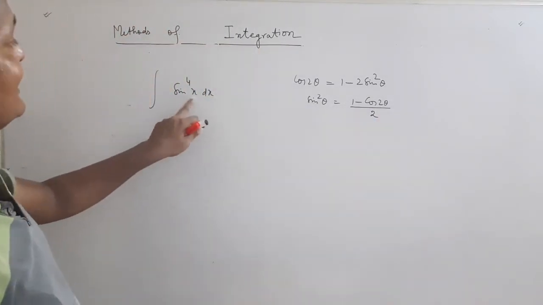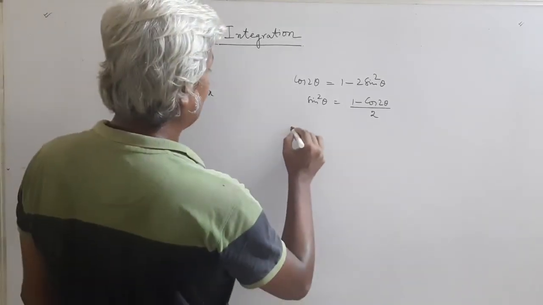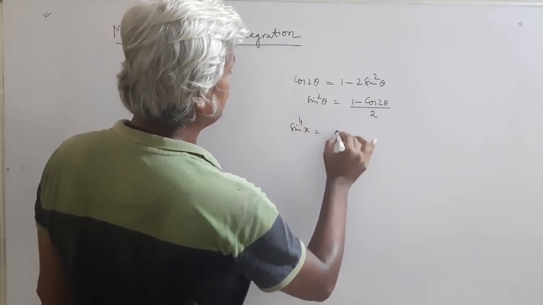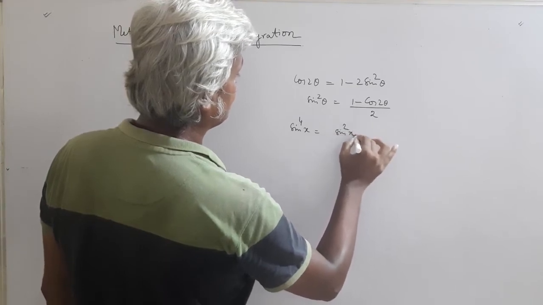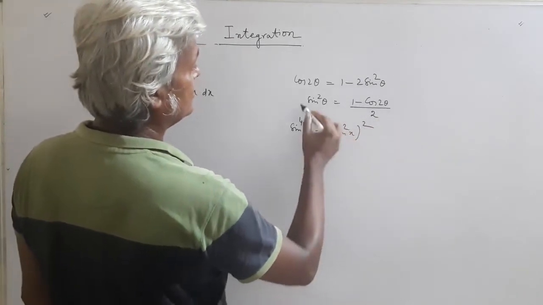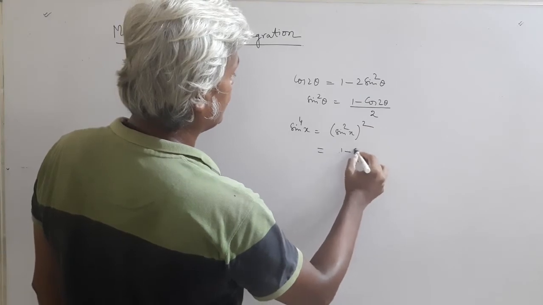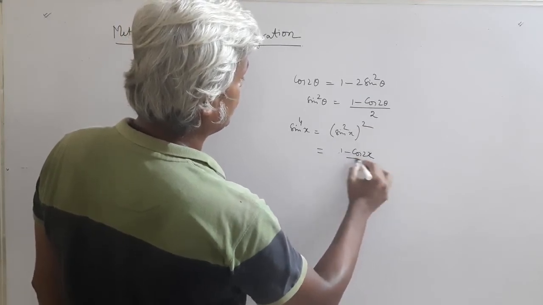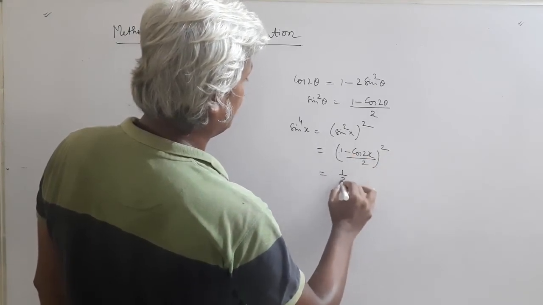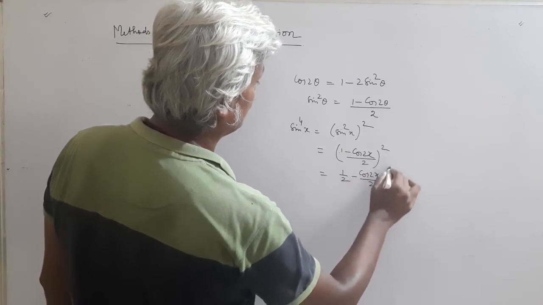But we have sine square x. We don't have sine square this. Then what will I do? How to find sine to the power 4x? I can write it as sine square x and whole square. So sine square x, on the basis of this formula, we can write as 1 minus cos 2x over 2 whole square, that is 1 over 2 minus cos 2x over 2 whole square.